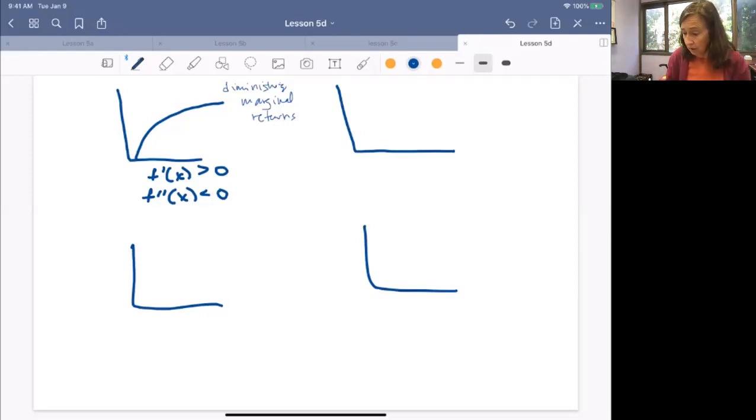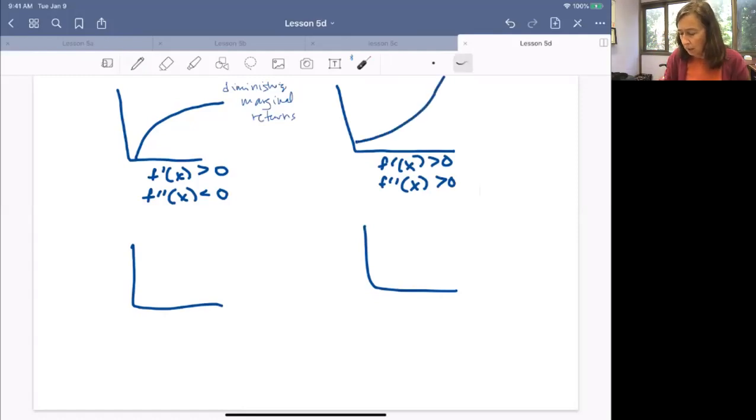Okay, so let's have another function here, still an increasing function, but now one that is increasing at an increasing rate. So it's got a positive second derivative too. This function is accelerating. Again, we're seeing those positive slopes. They're kind of flat here, just drawing the tangent lines, and they're getting steeper and steeper. So we could call this increasing marginal returns.